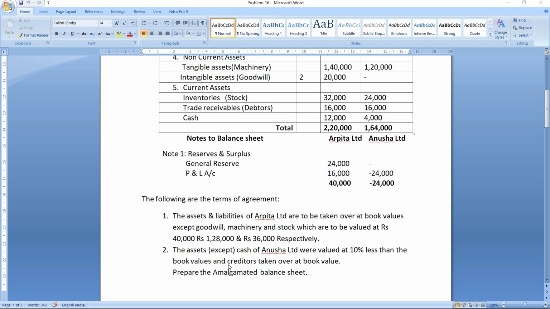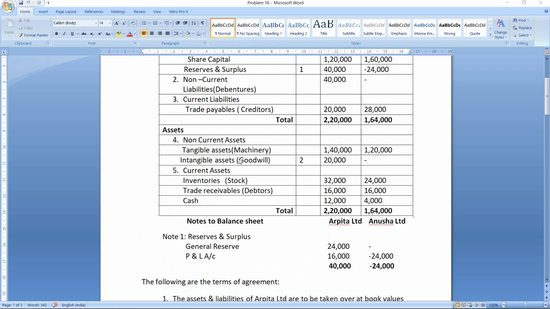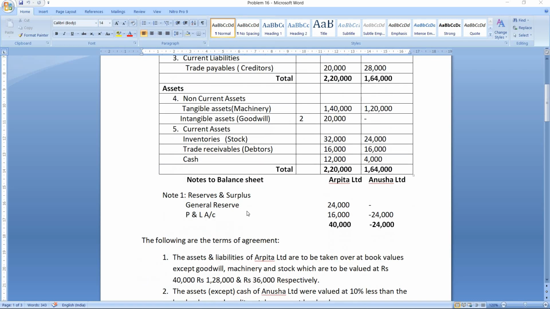Now for purchase consideration also, which method is to be followed? Only the information regarding assets and liabilities is available. So we will make use of the net assets method to calculate purchase consideration for both the companies. So let us start with the calculations.